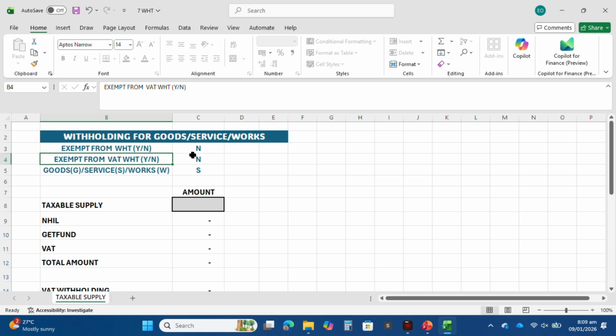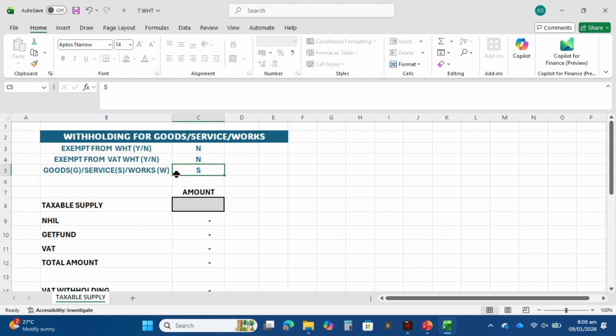So you just type yes if you are exempt or no if you are not. Then here to goods, this is for goods. This Excel is for goods, service, and works. I can't do it for all the withholding tax types or rates, so I did it for the most popular goods, service, and works. If it's goods, you just write G, just like it's here, service S, and then works W. So let's look for service.